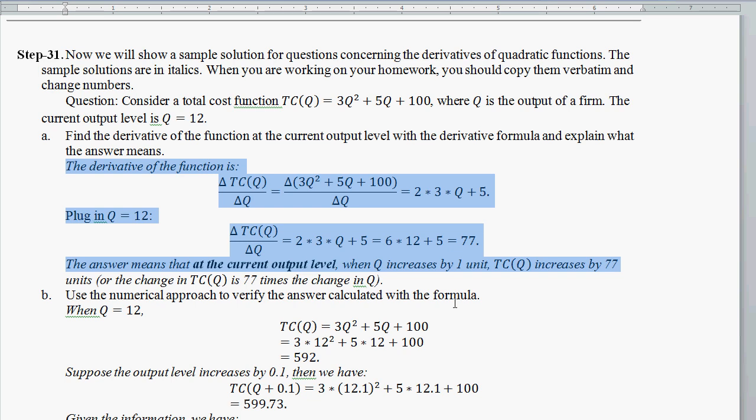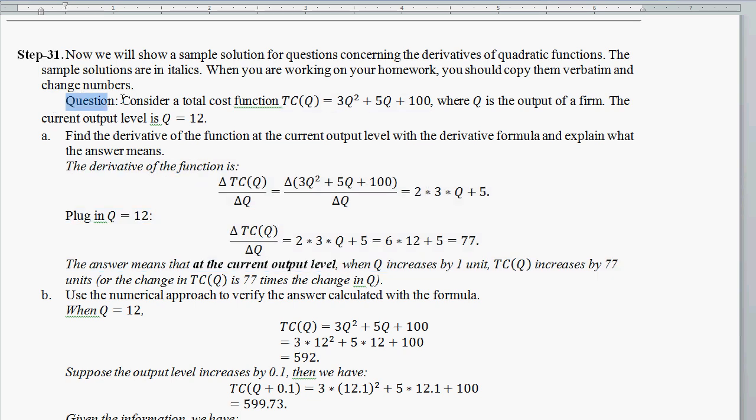Now let's look at this question. Consider the total cost 3q squared plus 5q plus 100. Q is the output level, and we know that q is equal to 12 currently. First, we want to find the derivative of the function.